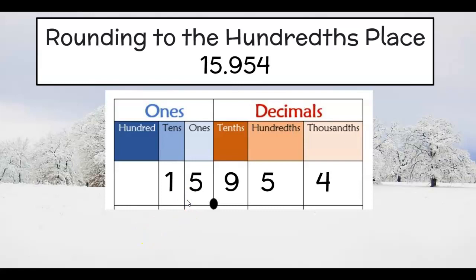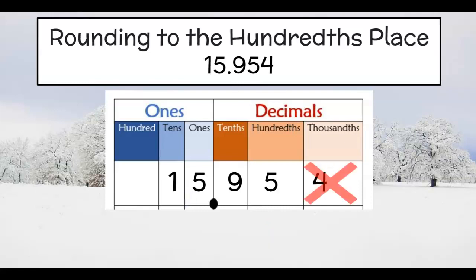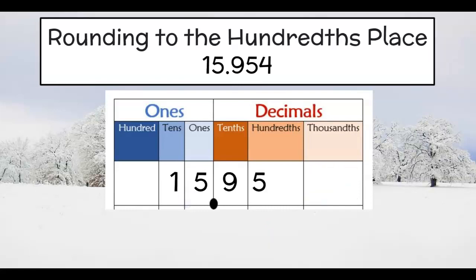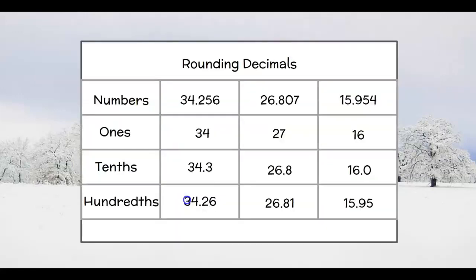Okay, all right, so let's look at it on a place value chart. We have them all written in. Identify the hundredths place, look next door. It's just 4. It's not going to do anything to that number, so we just get rid of it and leave our number the same, 15 and 95 hundredths.